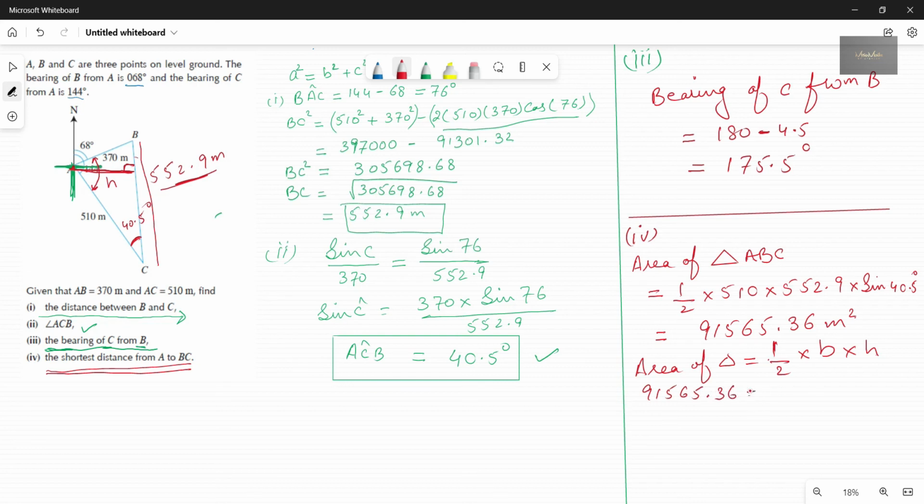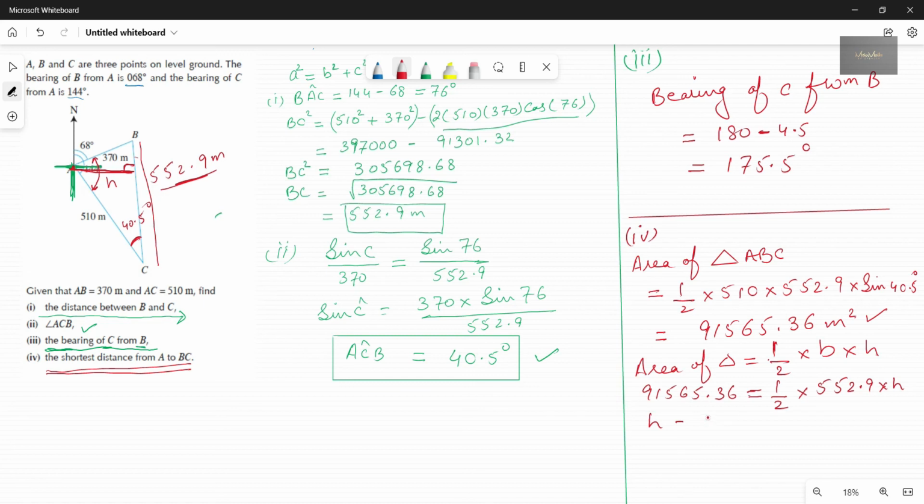equals 1 over 2 into base, which is 552.9, multiplied by height. Okay, so I used this area, which I calculated with the help of the sine formula for the area of a triangle, and then I put it equal to the basic formula of a triangle, in which we use base and height. Basically this 90-degree line at the shortest distance will become the height if BC becomes the base, right? So just solve it. A simple cross multiplication is required.